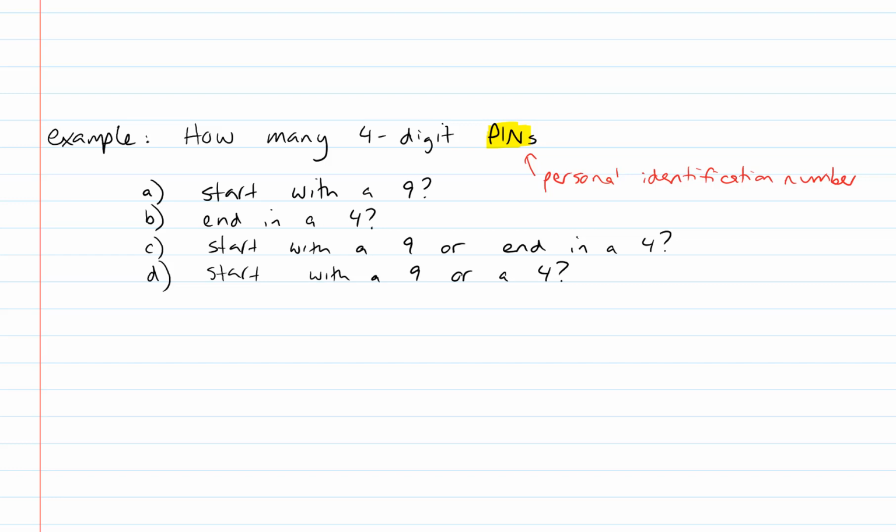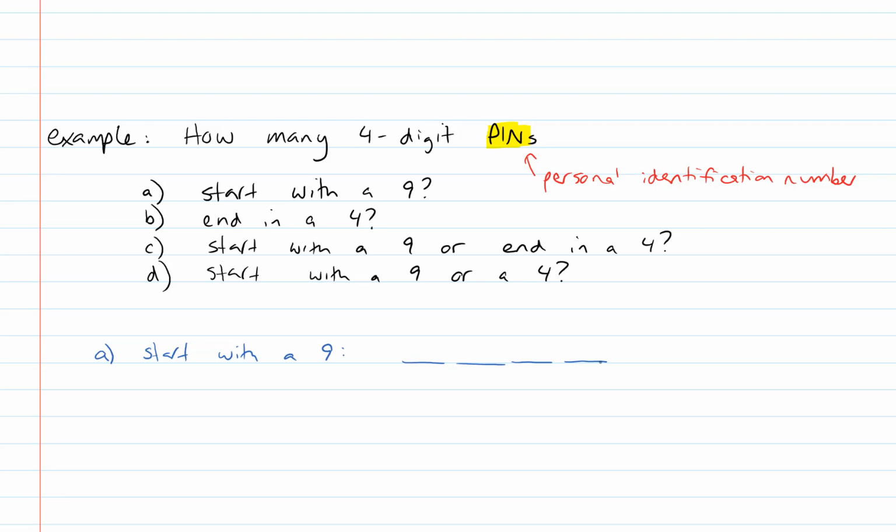If you want to try it for yourself, now would be a dandy time to pause the video and give it a shot. Okay, so for part A, we're going to start with a 9. We're going to use the multiplication rule here. It's a 4-digit pin, and any number can go in any of the slots except for our restriction.